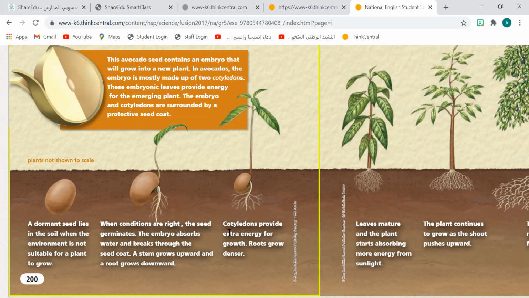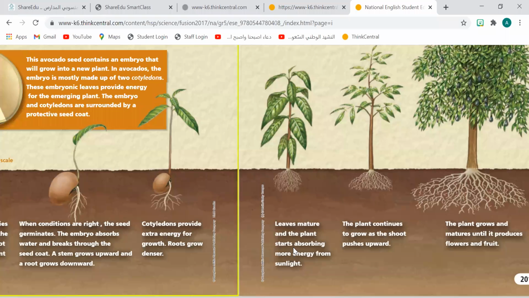Now, cotyledons provide extra energy for growth. Now over here, we learned that the embryo will break down from water. Then number two, second, cotyledons will provide what? Energy for growth. Cotyledons will provide what, girls? Girls, are you here? Yes, they'll provide energy. Extra energy for growth. Excellent. After that, leaves mature and the plant starts absorbing more energy from the sunlight.